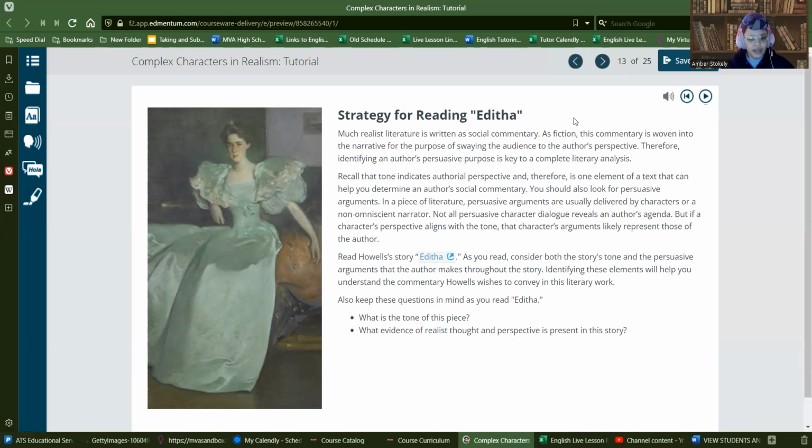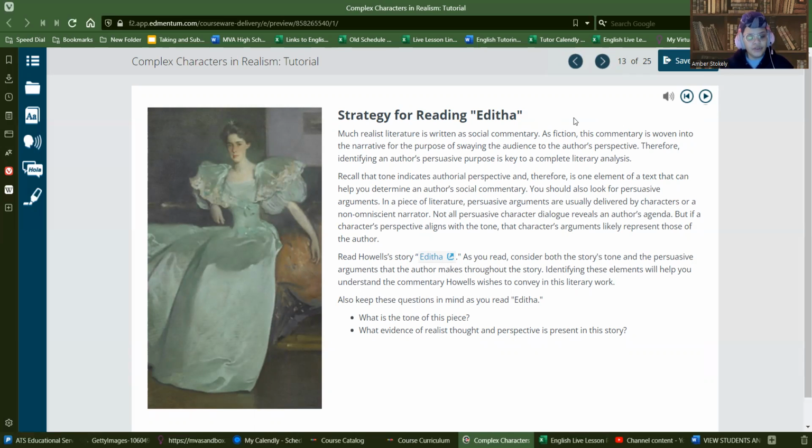So it says that the commentary is woven into the narrative. So basically, as the story describes what's happening, there will be a couple paragraphs that are peppered in that give you an opinion about how people do things. So it's important to be able to read into those paragraphs that happen in between to understand what point the author is trying to make.